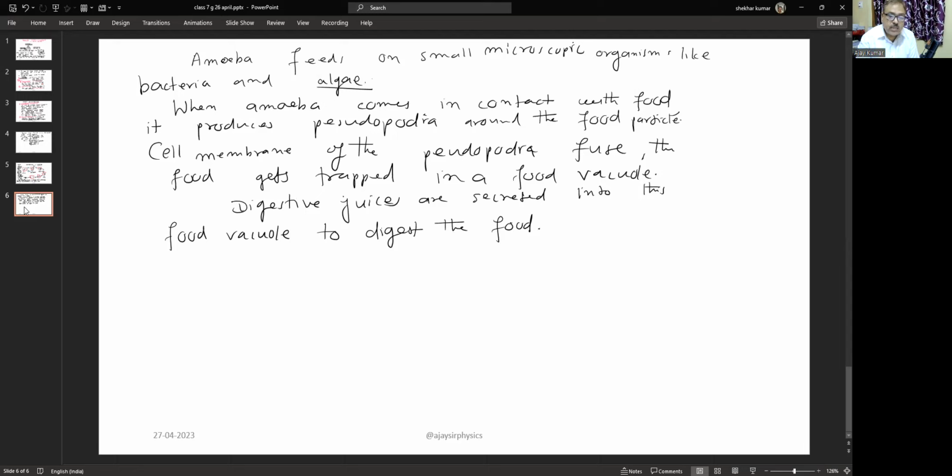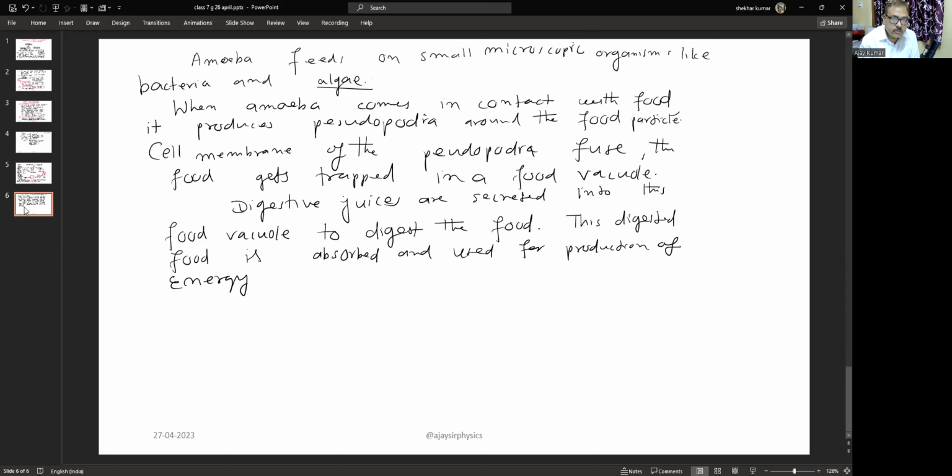This digested food is absorbed and used for production of energy, movement, and maintenance of the organism.